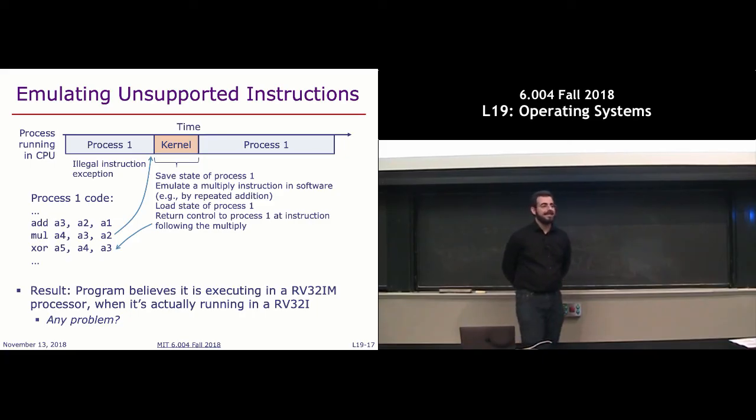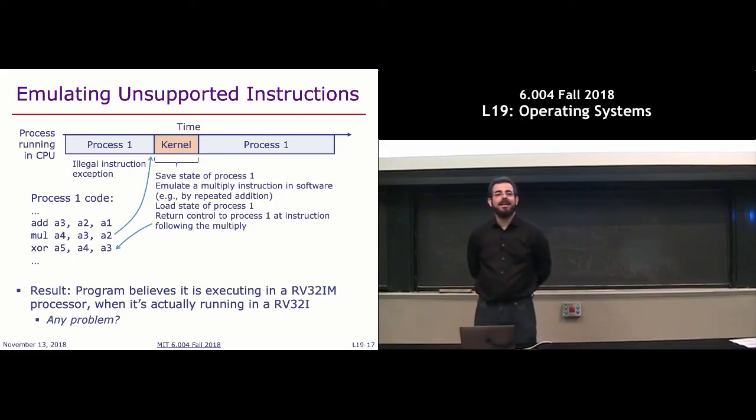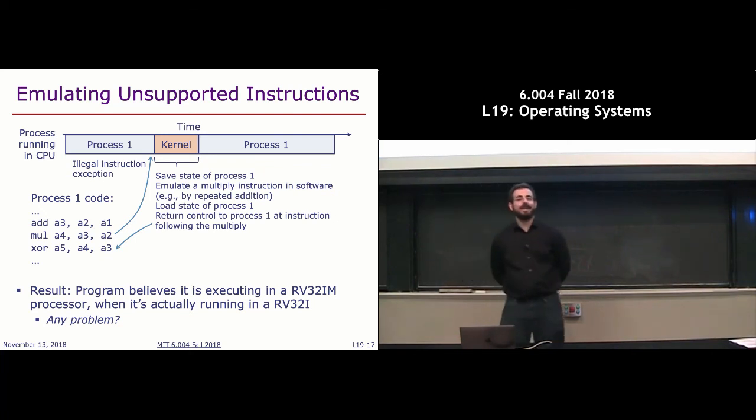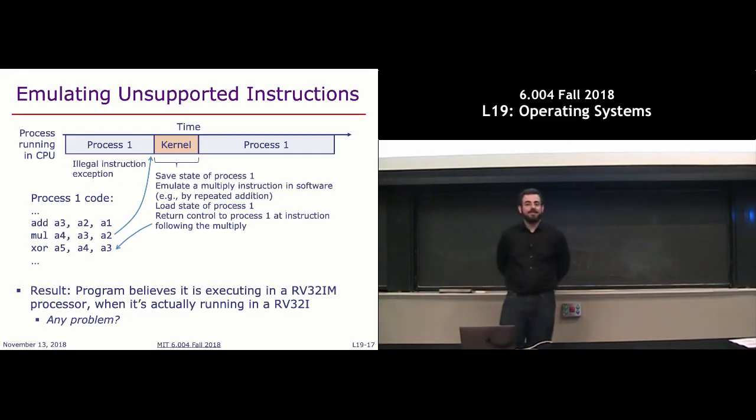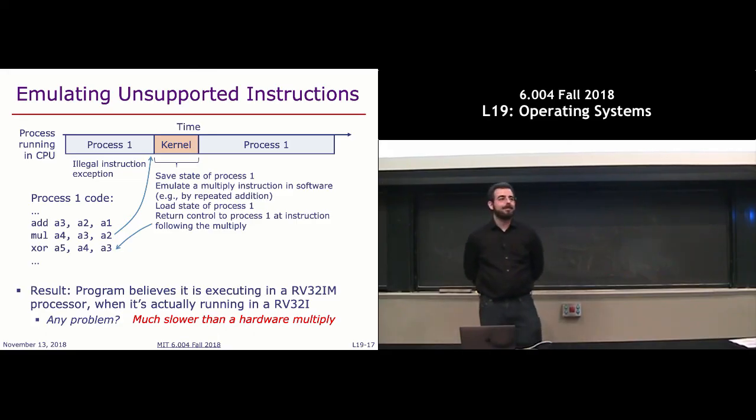Overhead? Yes, it's kind of slow. Didn't you say earlier that we return to the same instruction? Right, but this is an exception to that rule, because if you're emulating the instruction that caused an exception, you need to return to the next instruction. Otherwise, you'll constantly run into the exception, right? Okay. So yeah, the problem is that this is still much slower than a hardware multiply.